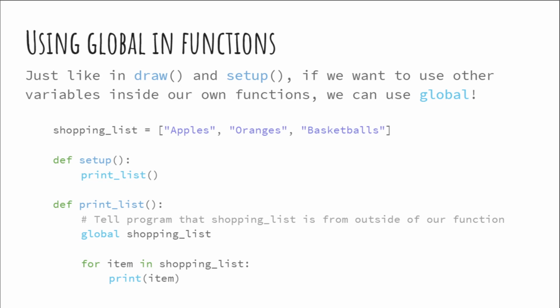So the example here is we have a shopping list at the global level, and then in setup we call print list. And then in print list, we want to go over our shopping list and print each item. So we start by saying global shopping list, and that tells print list to go look at the global level for the variable shopping list. We say for each item in the shopping list, we want to print that item. That'll go through and it'll print apples, oranges, basketballs. Fun shopping list. Sounds like a good time.